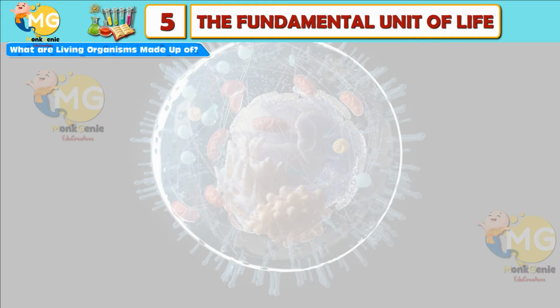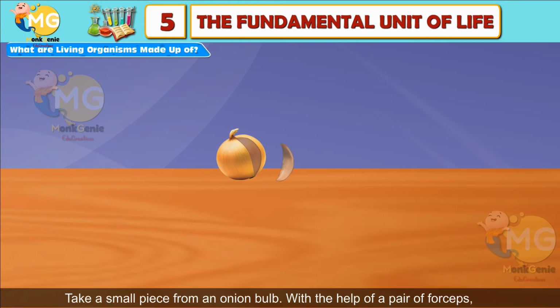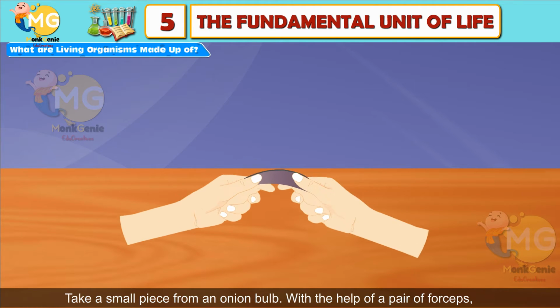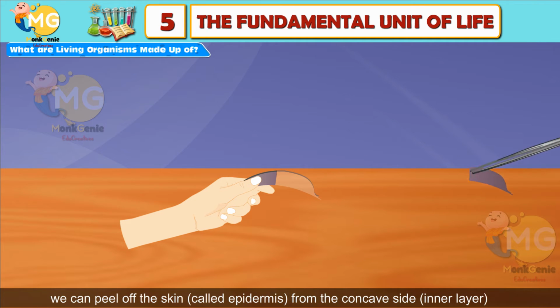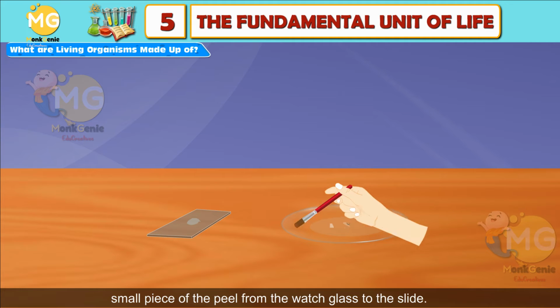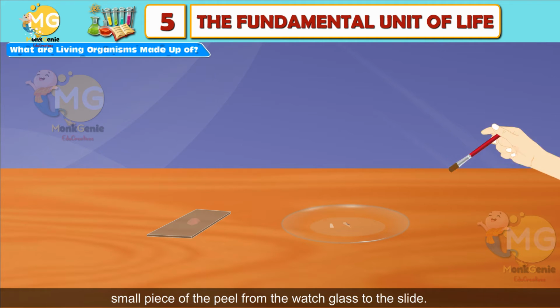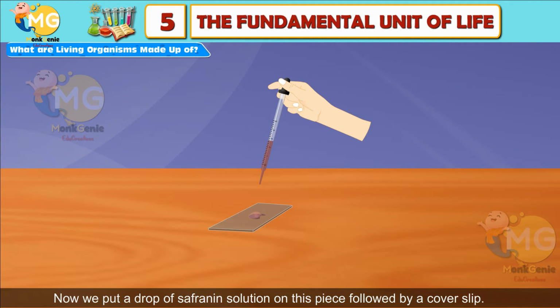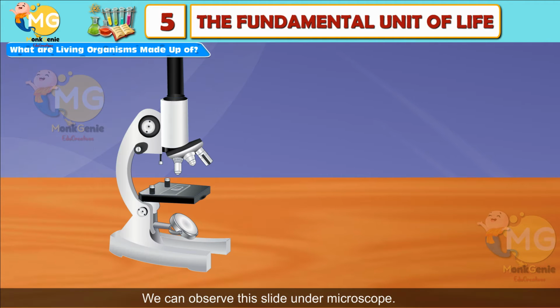What are living organisms made up of? Take a small piece from an onion bulb. With the help of a pair of forceps, we can peel off the skin called epidermis from the concave side, inner layer of the onion. Let us take a glass slide, put a drop of water on it and transfer a small piece of the peel from the watch glass to the slide. Now, we put a drop of safranin solution on this piece followed by a cover slip. We can observe this slide under the microscope.